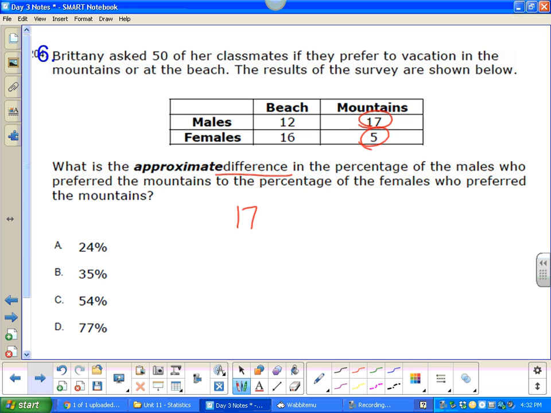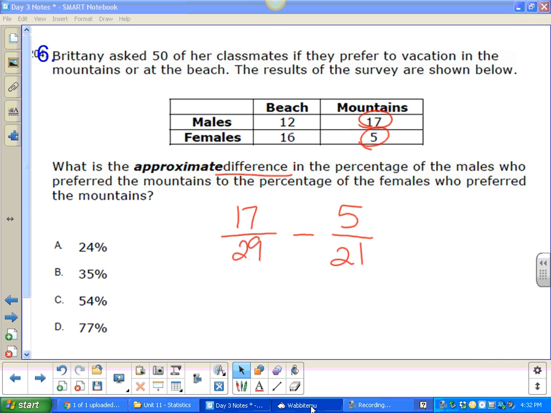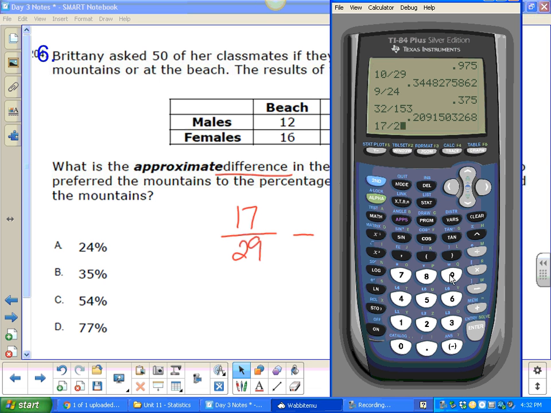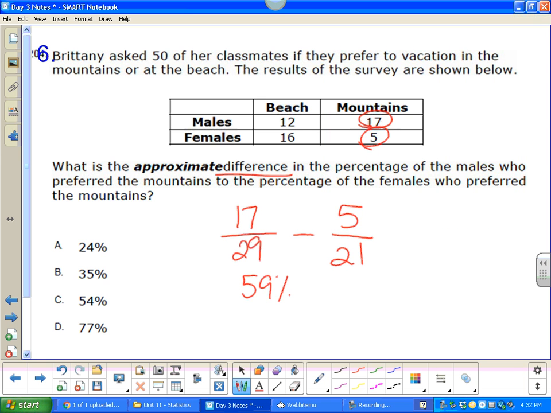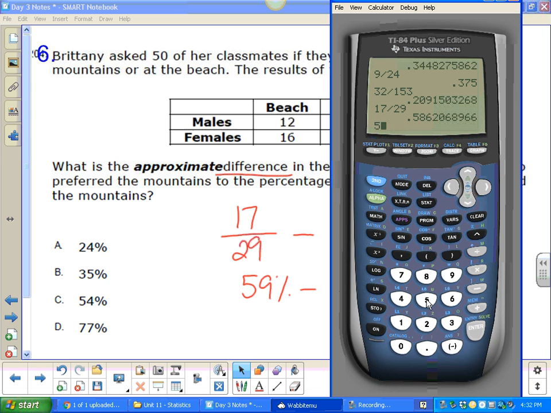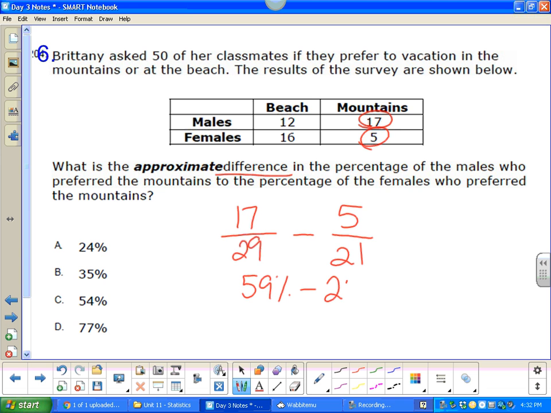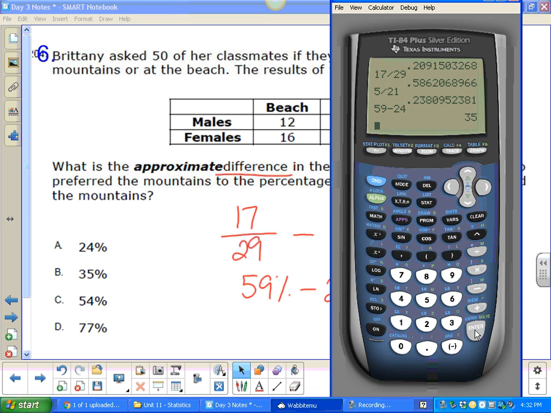So males who liked the mountains were 17 out of, let's see, total males, 29. And then females who liked the mountains were 5 out of 21. So 17 out of 29 is 58.6, so we'll call that 59%. And then 5 out of 21, which is 23.8%, so we'll call that 24%. And then I subtract the 2, so 59 minus 24 is going to be about 35%.